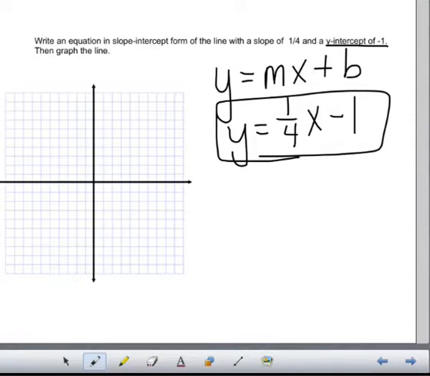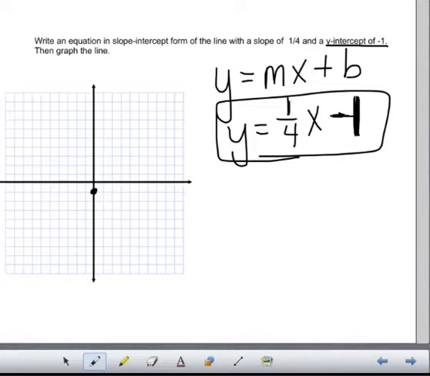Now, let me show you how easy these are to graph. You don't have to make the tables, you don't have to figure intercepts, you don't have to do any of that. I know it's going to cross my y-axis at -1 because my y-intercept is -1. So I'm going to put a dot on my y-axis at -1.